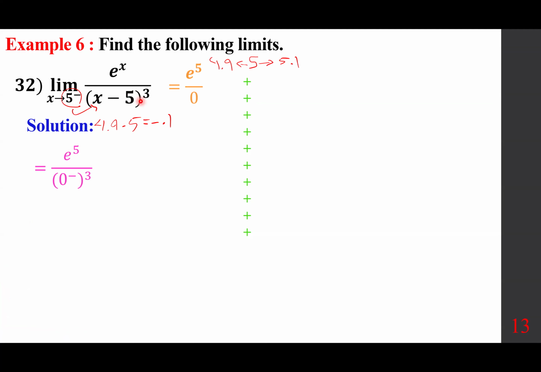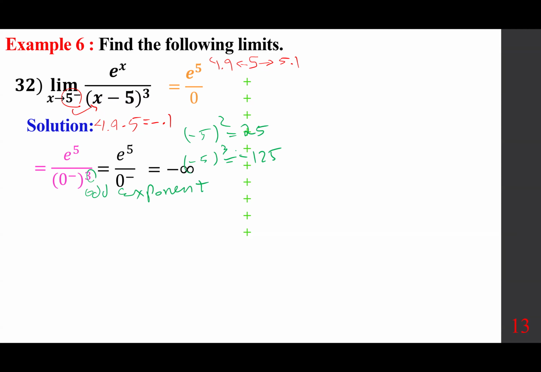And again, if you happen to have a negative number, for example, negative 5, and square it, you get positive 25. But if you cube it, you get negative 125. So therefore, this is 0 from the left because this is an odd exponent. And therefore, the answer is negative infinity.